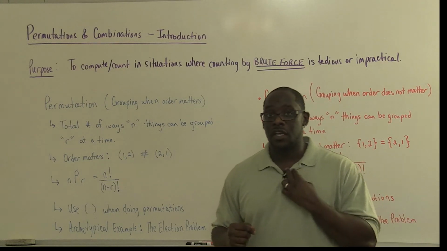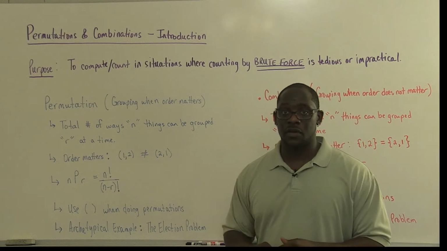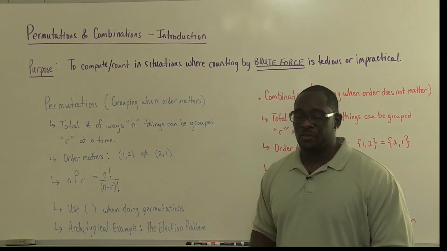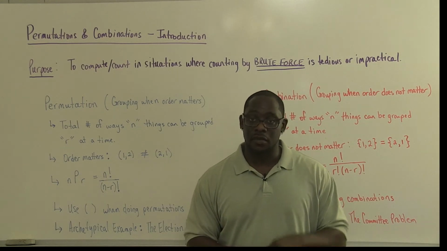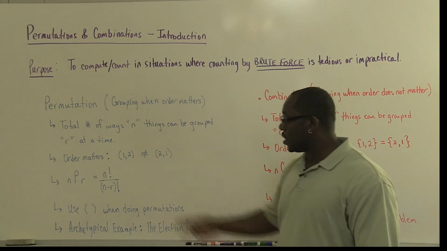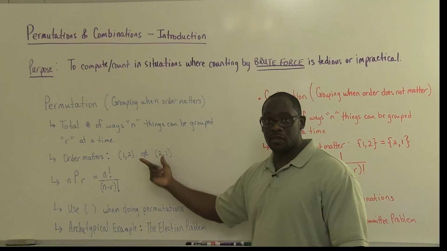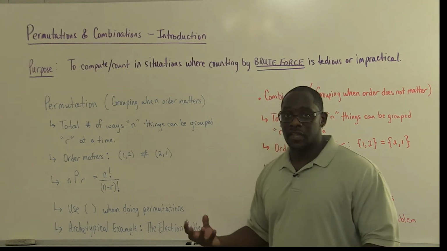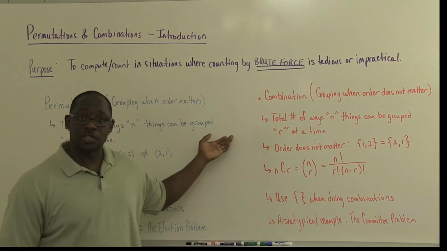It matters if I select Alfred first or if I select Bob first or if I select Deanna first, okay? Versus with combinations here, we'll see that that's not necessarily the case. So again, we know that with permutations, order matters. Here is the formula for it. And we know here that order matters basically means that in this example, 1, 2 is not the same as 2, 1. So let's go over to combinations now.